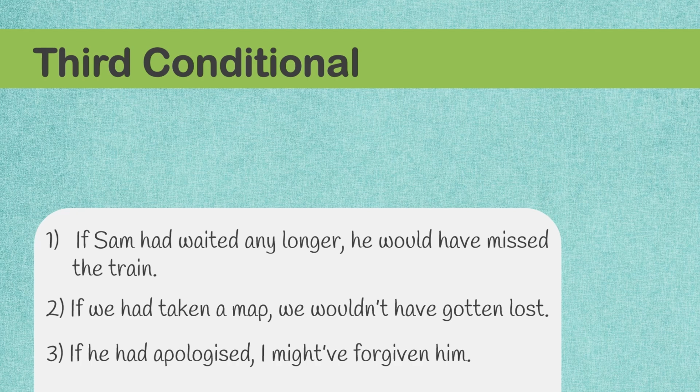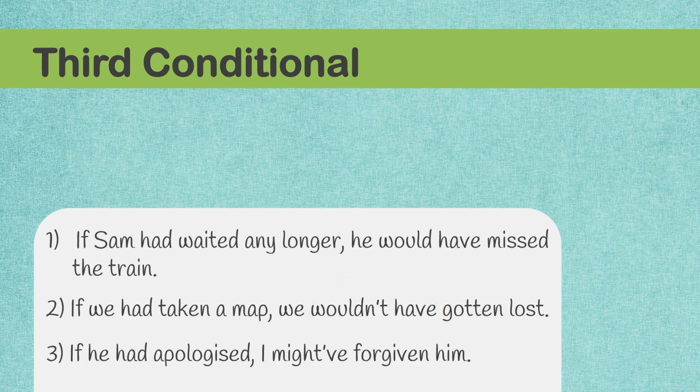Notice the contraction used in the third sentence, might've, which is the contracted form of might have. Forming contractions using a modal verb and the word have is very common in spoken English. In the first sentence, instead of would have, I could use would've. Also, notice the use of wouldn't have in the second sentence to indicate a negative.